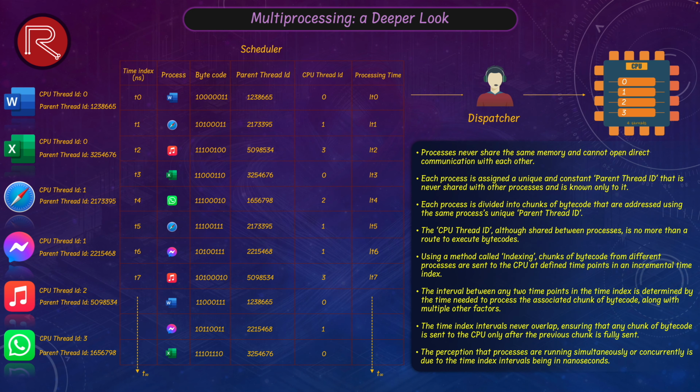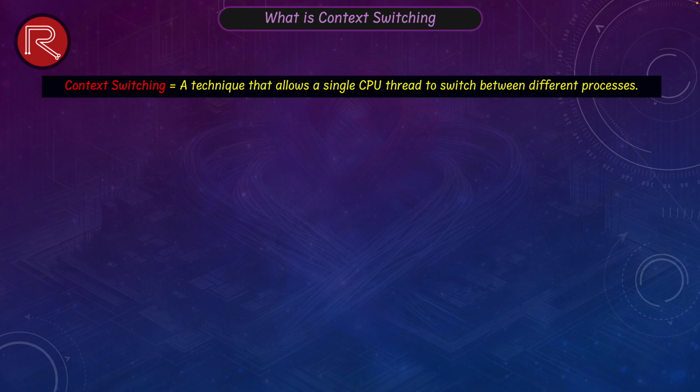These considerations make the indexing table still valid. It also means that in a multiprocessing environment, processes are fully independent from each other, and the CPU as a technology is merely a tool that is programmed very well to allow physical threads to be shared along different processes. The technique that allows a single CPU thread to switch between different processes is called context switching, which is fully owned by the operating system scheduler.